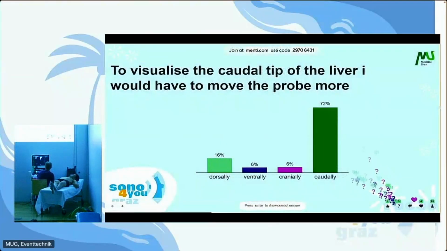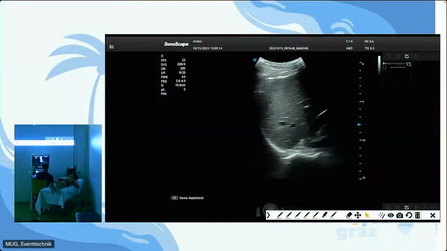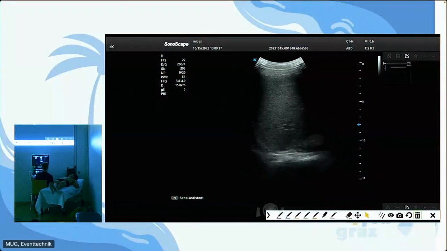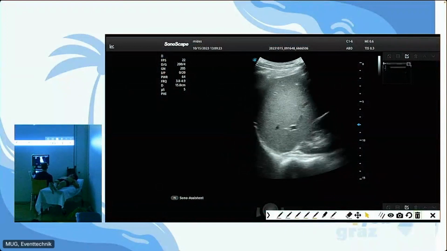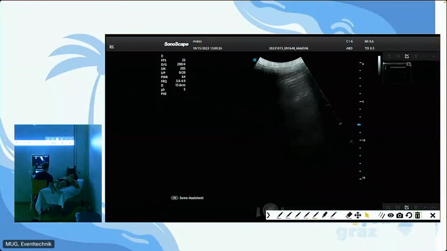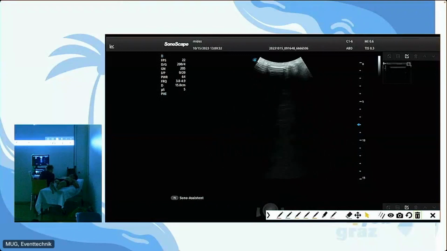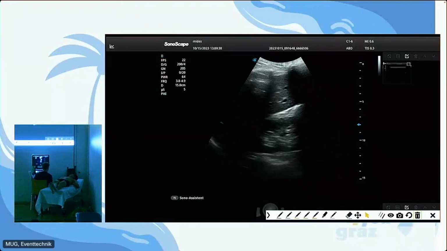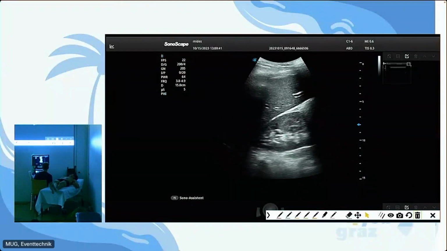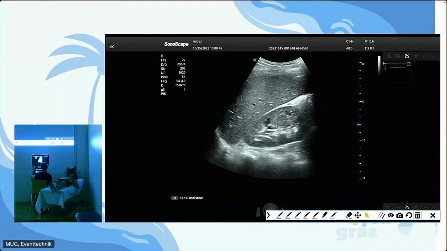Yeah, correct. He should move caudally. Because when we switch back to the live image, what happens when he moves caudally? Yeah, now we're moving towards the caudal tip of the liver. If you move cranially, you're going to see more of the thorax. That's not the region of interest in this example. Moving dorsally doesn't affect if I image the caudal tip of the liver, and neither does ventrally. So we're going to move on.